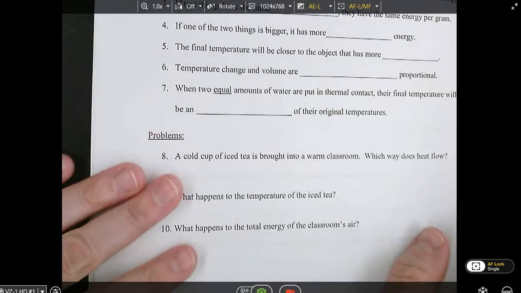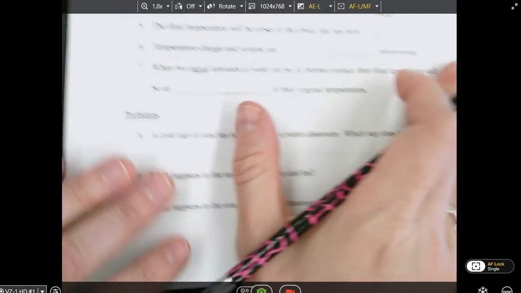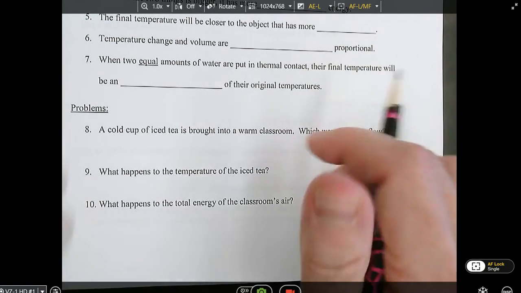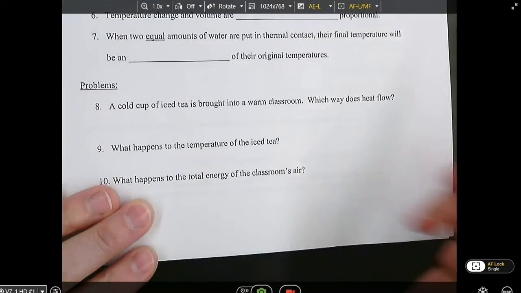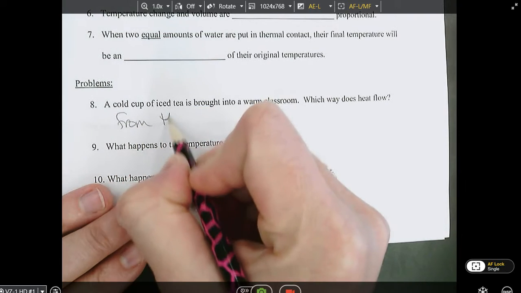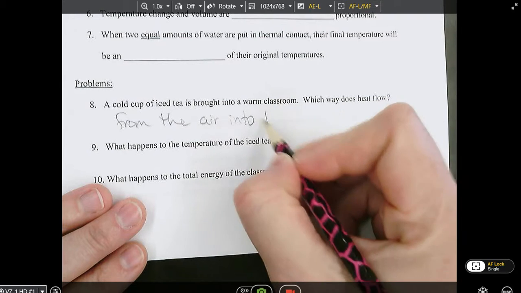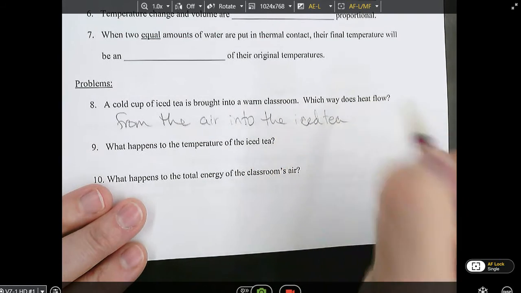So let's skip down here. At this point, you should have filled out all of your notes. Let's look at the problems. A cup of iced tea is brought into a warm classroom. Which way does heat flow? Well, if we look back in our notes, it says that heat moves from hot to cold. So heat is moving from the air into the iced tea. It does not flow the other way.